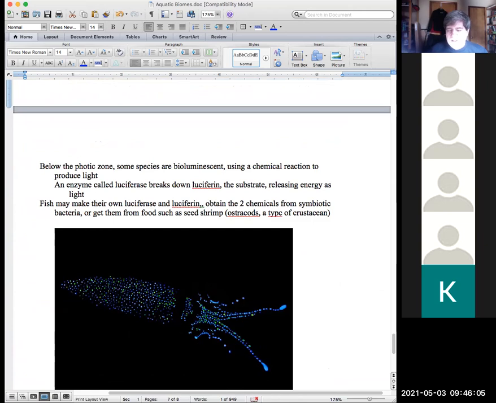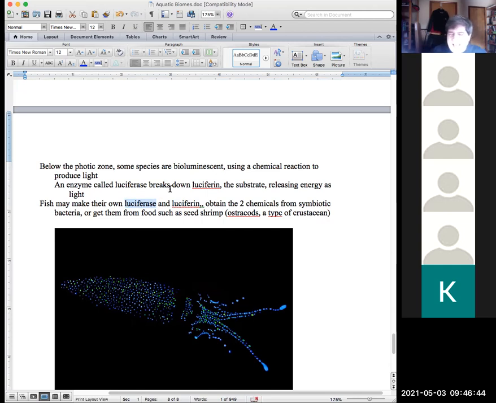And this squid contains chemicals in its cells that carry out a chemical reaction. And this chemical reaction releases light. So it's a type of exothermic or exergonic reaction, and it releases light. So this squid has different parts of its body that literally glow. Now, for animals that do this, they have a chemical called luciferin. And luciferin is the chemical that they break down. And they break it down using an enzyme called luciferase.